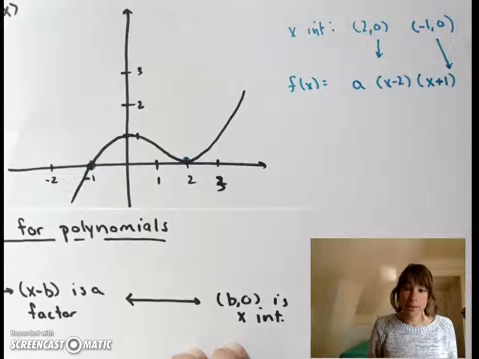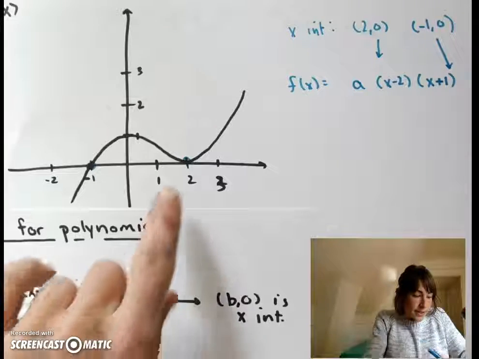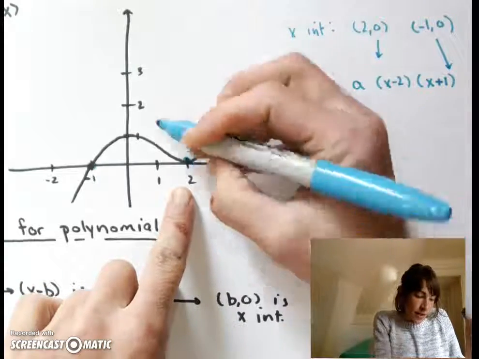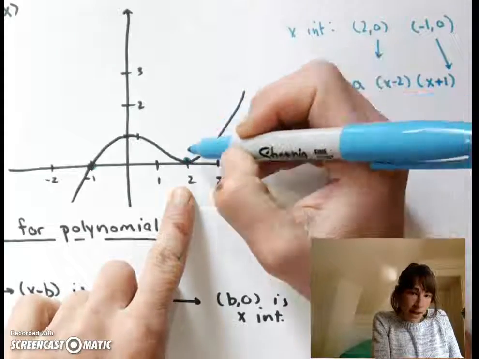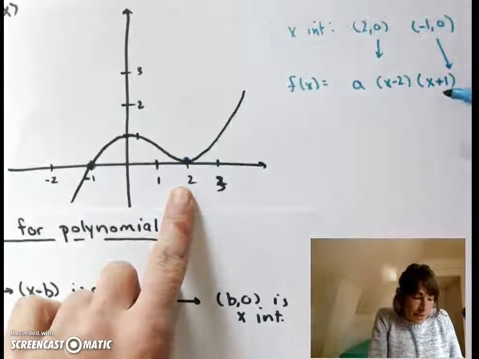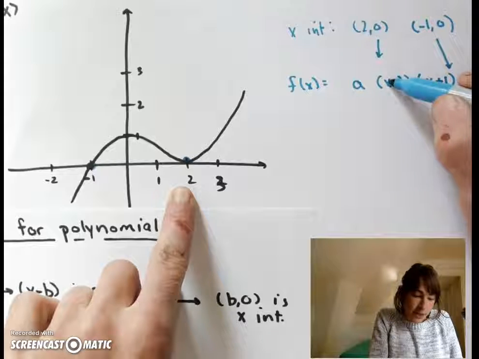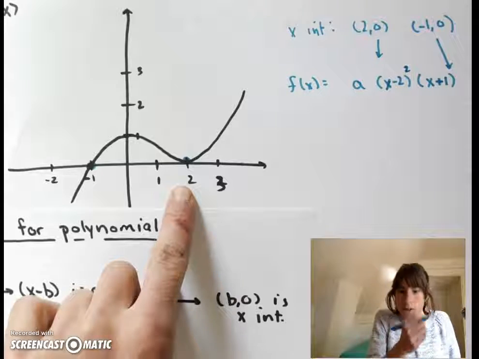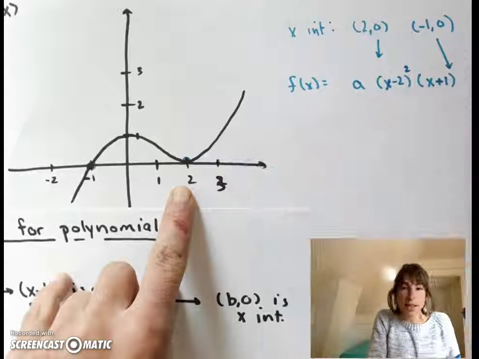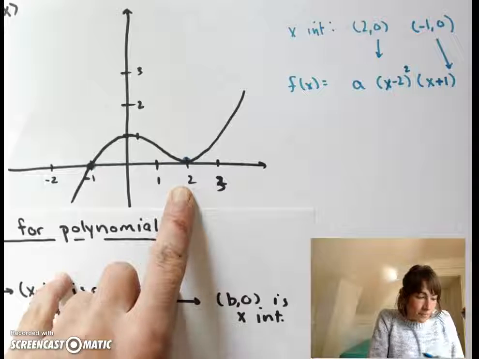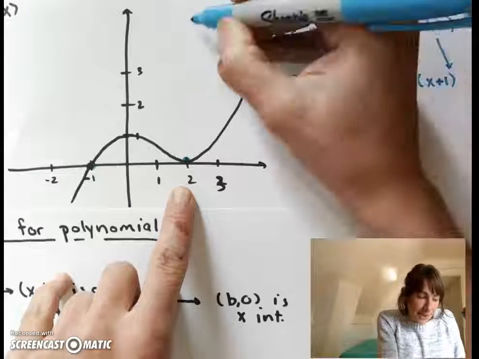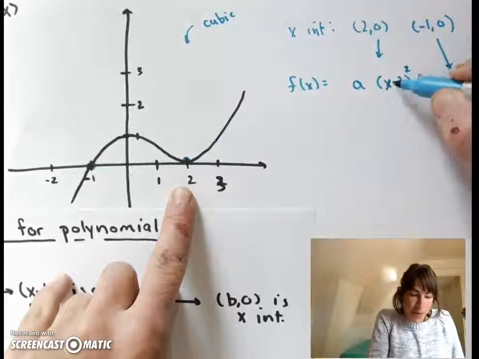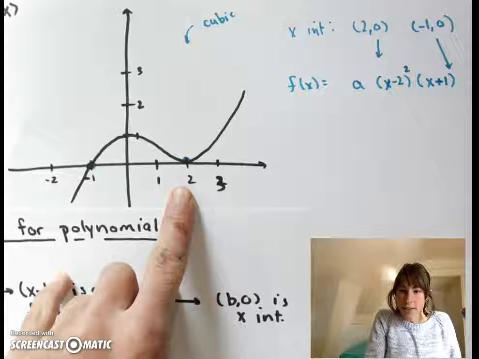There's one important thing that I'm missing, and that is whenever I have an x-intercept and the graph just barely kisses it rather than going through, that means that the factor corresponding to it, so this x minus 2 factor, is raised to the power 2, or some other even power, but in our case, it's raised to the power of 2. I know that because I should have told you that this is a cubic. So when I multiply the whole thing out, the biggest power of x should be 3.